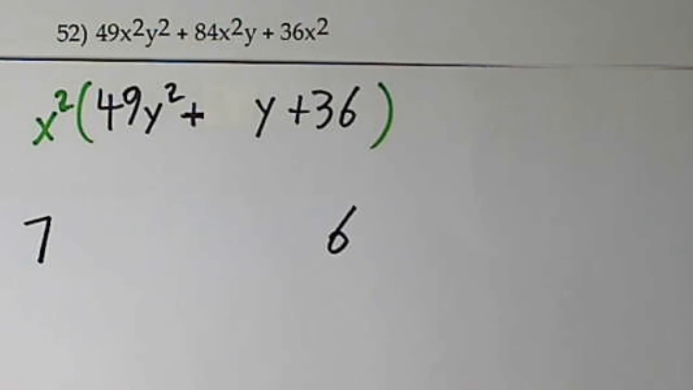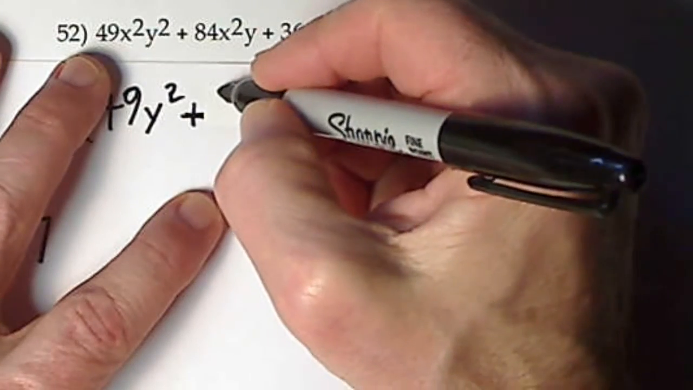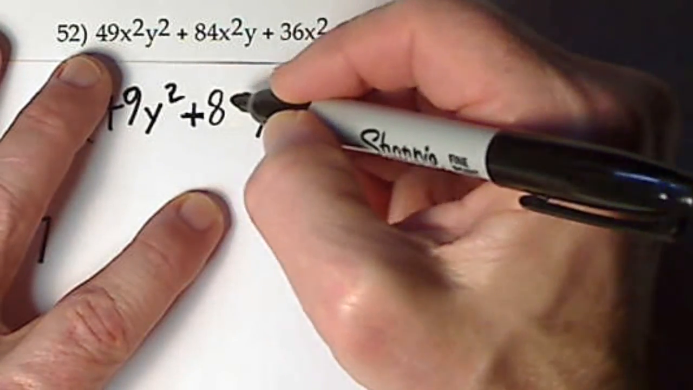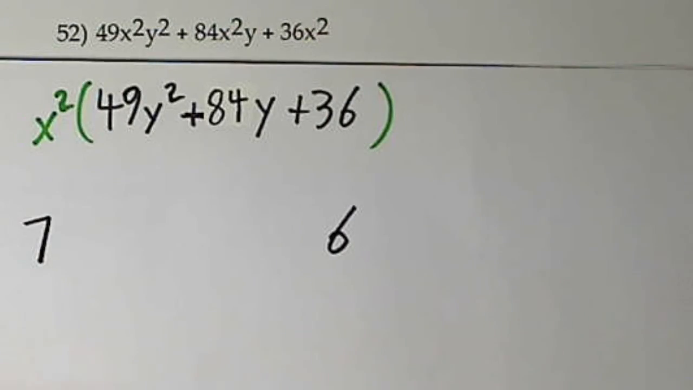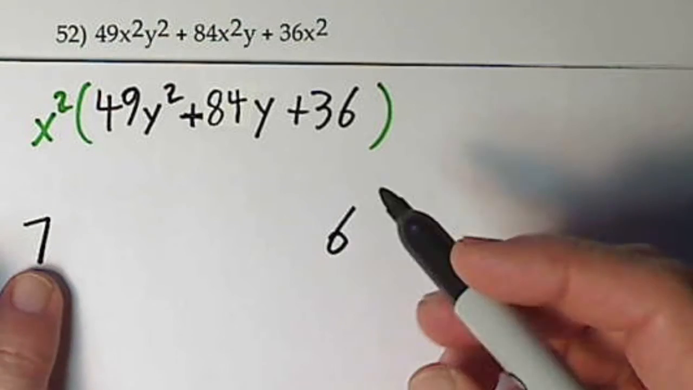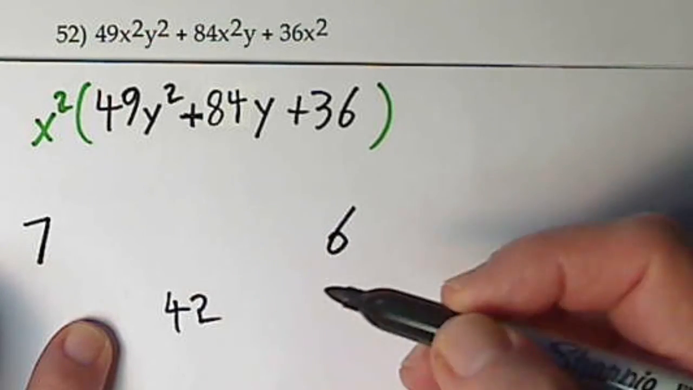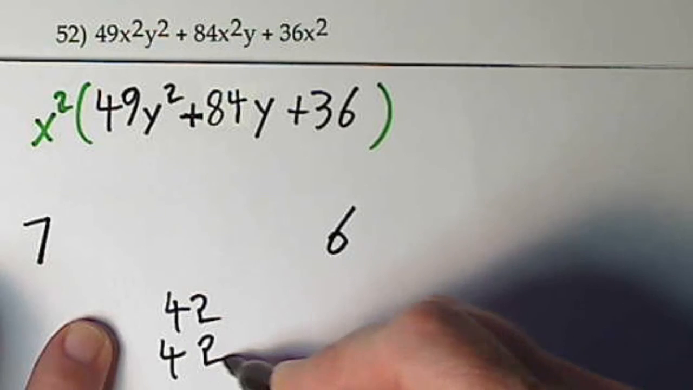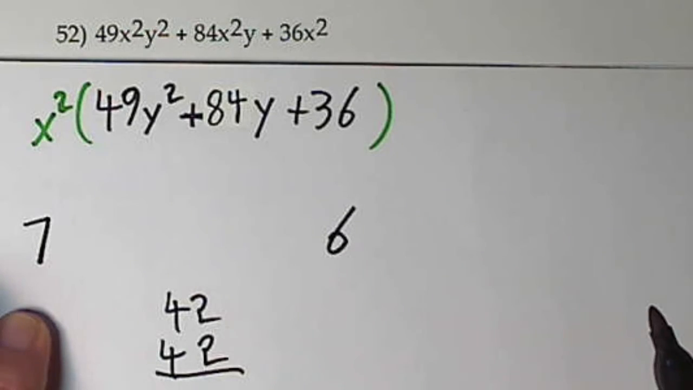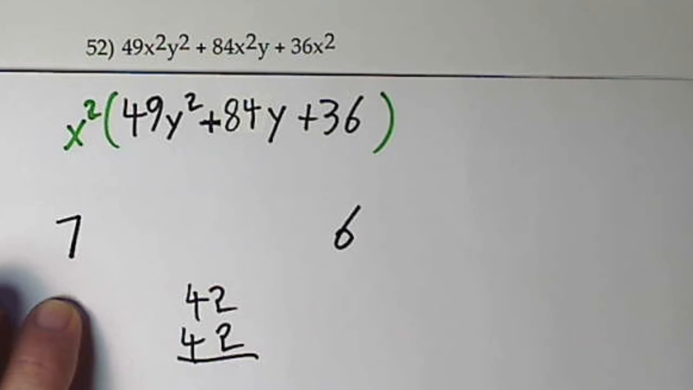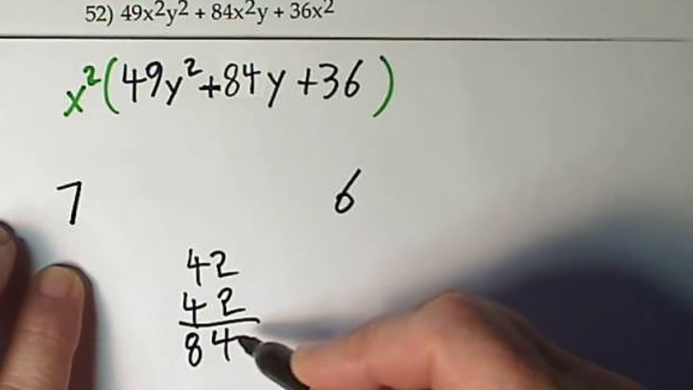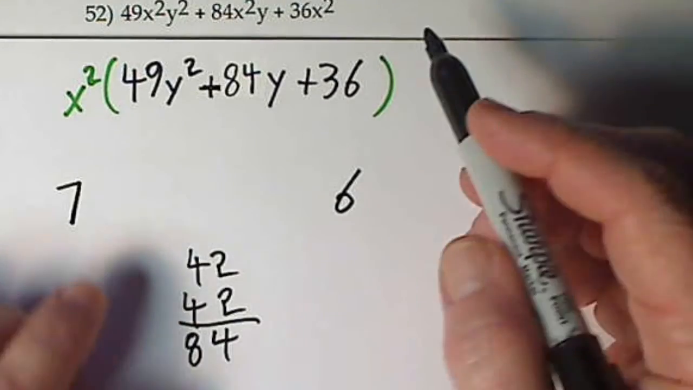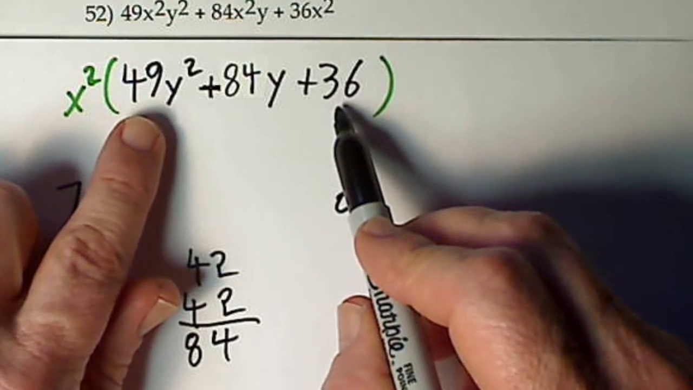Okay, so picking up where we left off. 84. Alright. So, if I multiply 7 times 6, I'll get 42. And if I add that to itself, I'll get, off my paper, well, I'll zoom out a little bit. Okay, that would give me 84. And notice that's the middle term. Okay, so this is a perfect square trinomial.